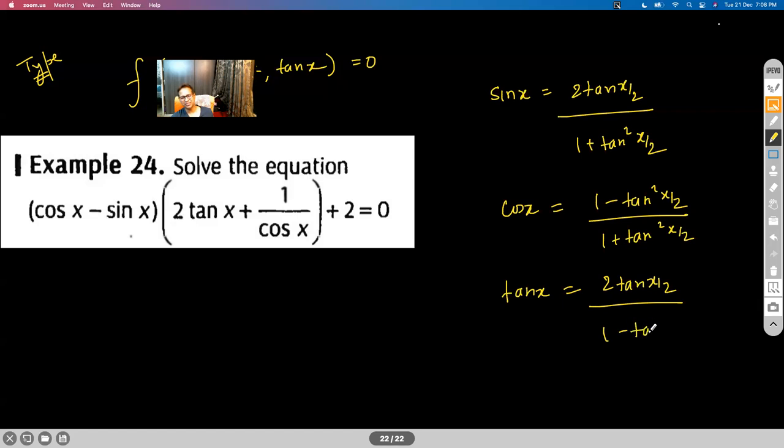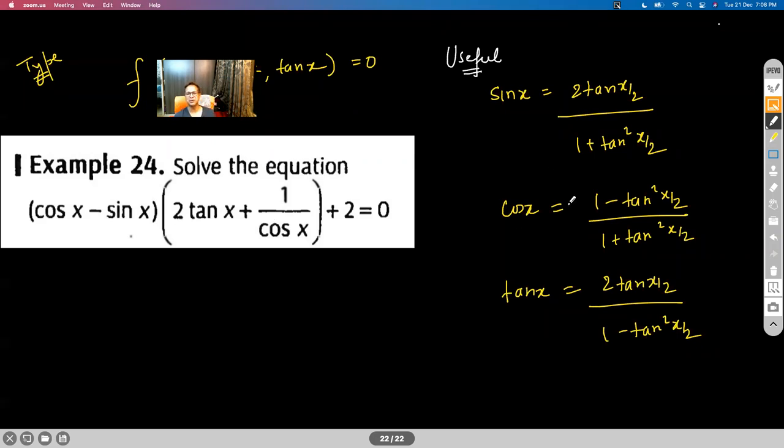So what is the benefit of converting it to half angles of tan? It is that you get a uniform expression in terms of tan x by 2. So you can take tan x by 2 as y and solve it like any other polynomial equation, right? So that is the benefit of this. This method proves to be very, very useful when it comes to such mixed type of trigonometric equations. Are you getting my point?